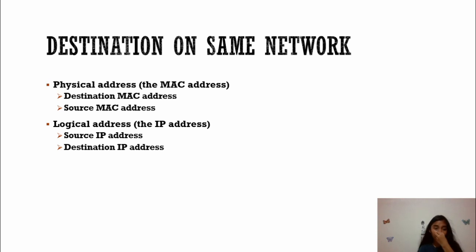The destination MAC address is the MAC address of the file server's Ethernet NIC. The source MAC address is the MAC address of the PC's Ethernet NIC. The source IP address is the IP address of the original source, which is PC A. And the destination IP address is the final destination, the file server.